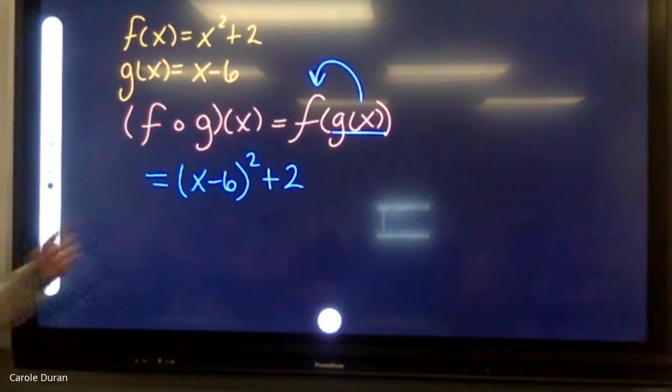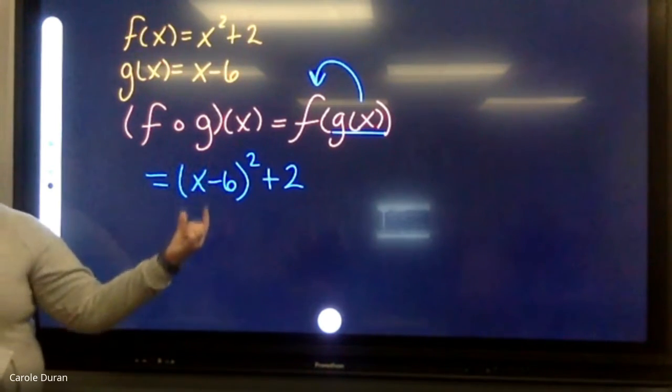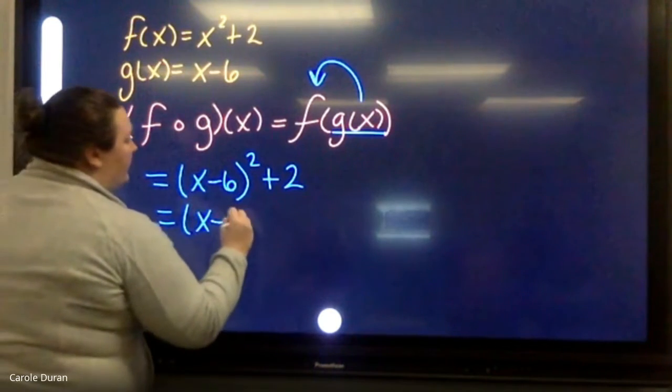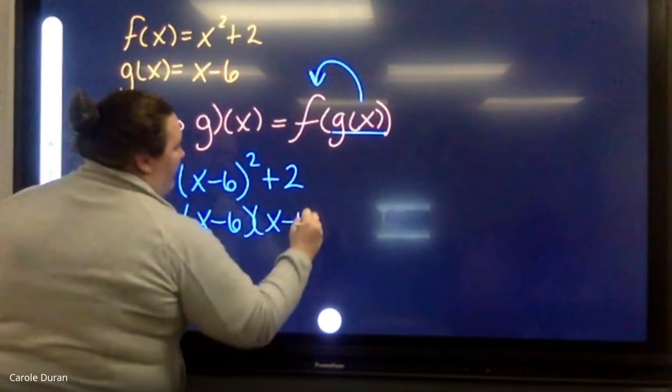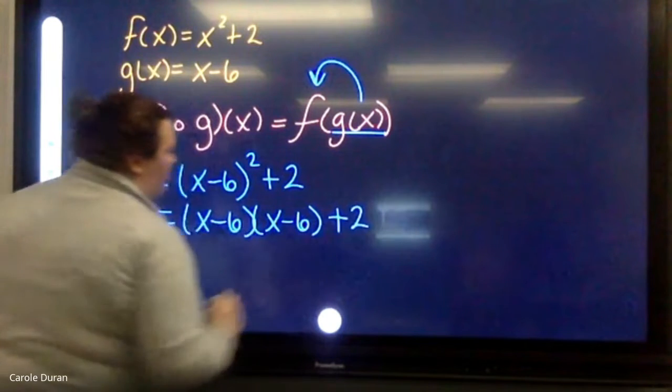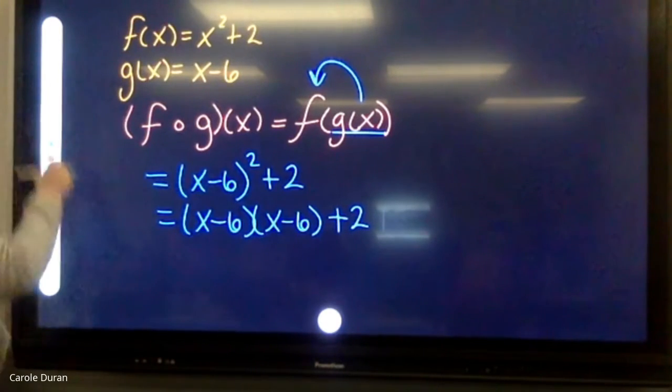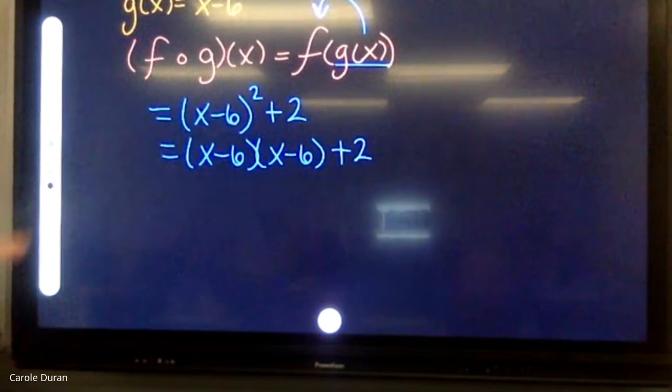This is the same as having (x minus 6) times (x minus 6), which means I'm going to have to FOIL it because I have a binomial times a binomial. If it was a singular x in there or a singular 6 in there with no addition or subtraction, then I could have just squared it. But since it's not, I'm squaring that entire parentheses, which indicates multiplication. So I'm going to color code the FOIL just so you guys can remember how to do it.